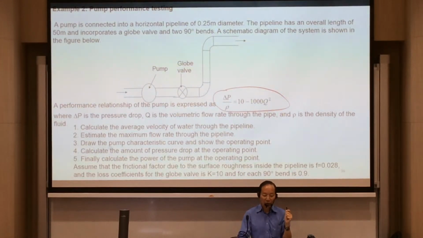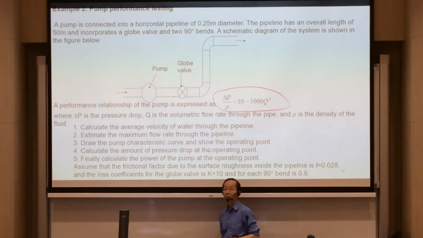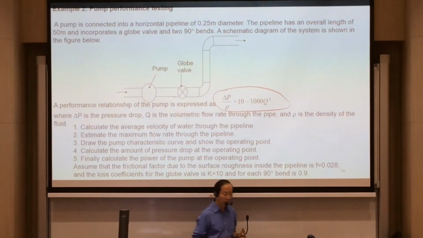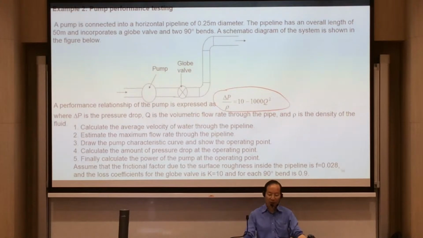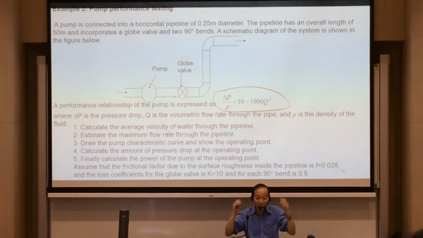Number 3, draw the pump characteristic curve and show the operating point. So there are some things we can learn today: pump characteristic curve and operating point. Okay? As we go through this exercise, we'll see how a typical pump characteristic curve looks like and what this operating point is.